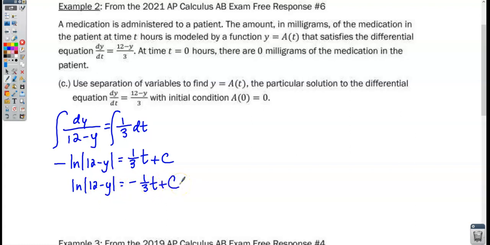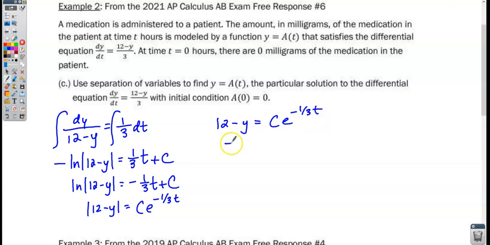And now I take both sides of the equation, e to that side, and that turns this into the absolute value of 12 minus y is equal to c e to the negative 1/3 t. Then I'm going to go ahead and absorb my absolute value into my constant, and continue solving for y. I'm going to subtract 12 from both sides, and multiply both sides by -1.